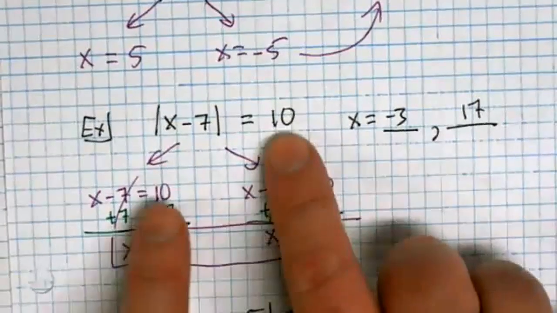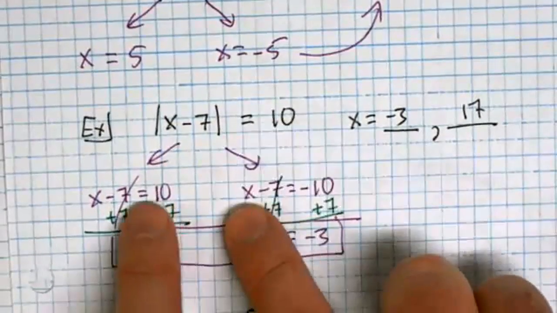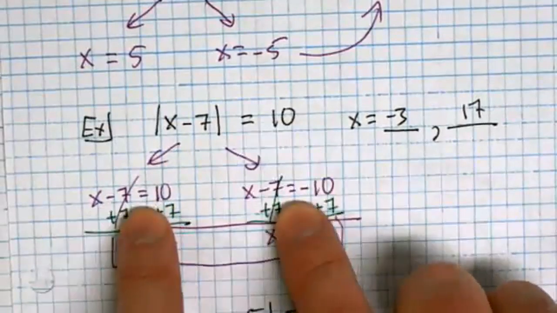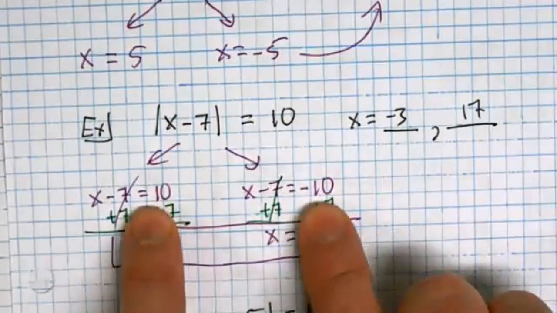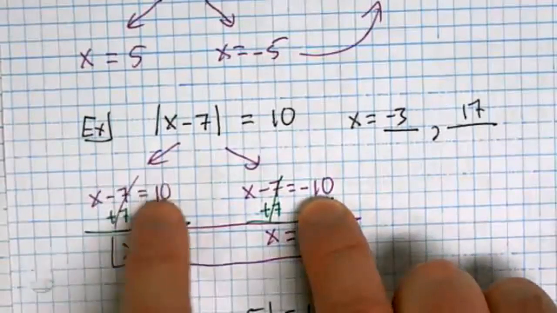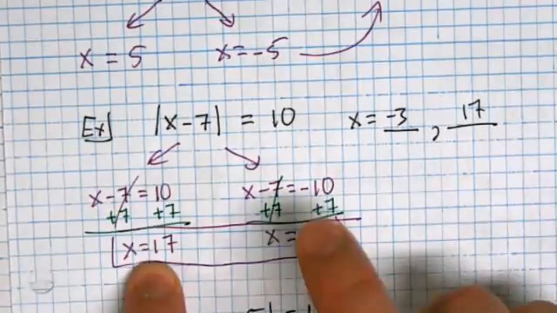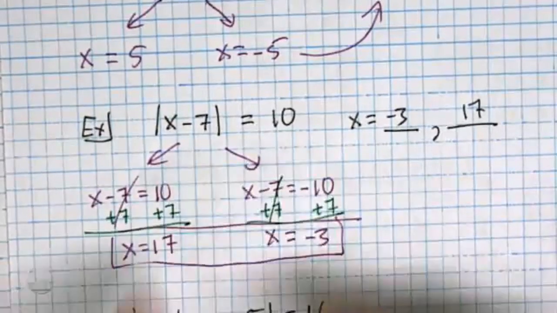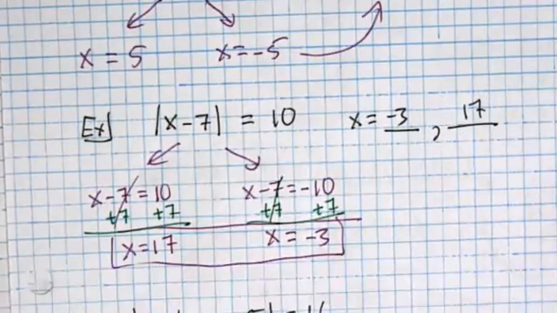So for this one, I think your question was, when I write this down, does it matter which one gets the positive 10 and which one gets the negative 10? Great question. Answer is no, it doesn't matter. So if you put the negative 10 over here, you still would have gotten a negative 3 here, and your 17 would have been here. As long as you're getting the same two answers, it doesn't matter what order you get those answers in. Great question.